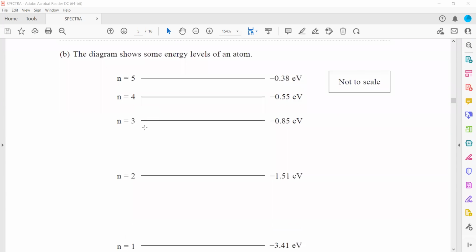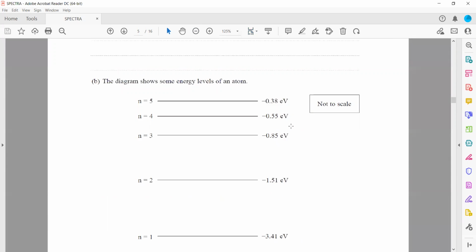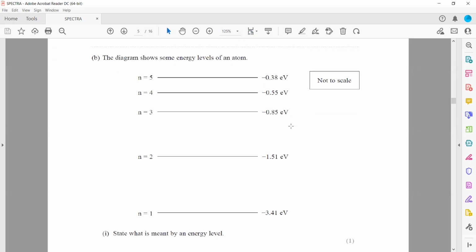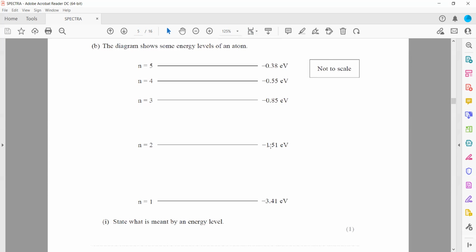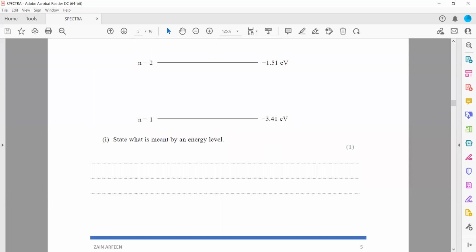The diagram shows some energy levels of an atom, as you can see, and the energy, sometimes they give in electron volt, sometimes they give in joules. Most of the questions are in electron volt, and whenever you're using the formula E equals hf, the energy should always be in joules, because the Planck constant value is for SI units, so that's why it should be in joule. What is meant by the energy level?